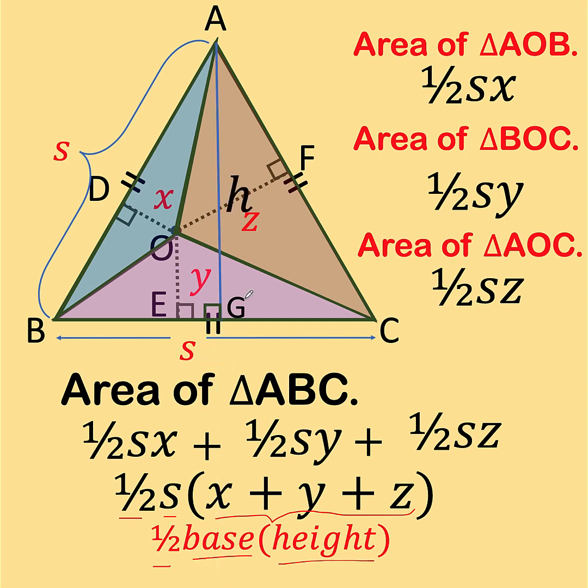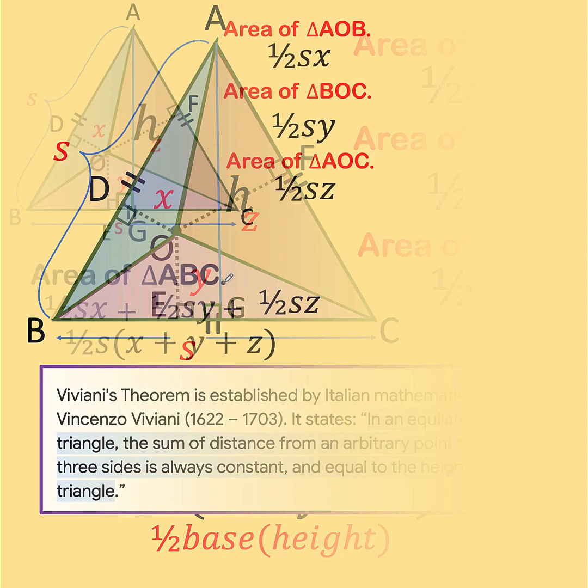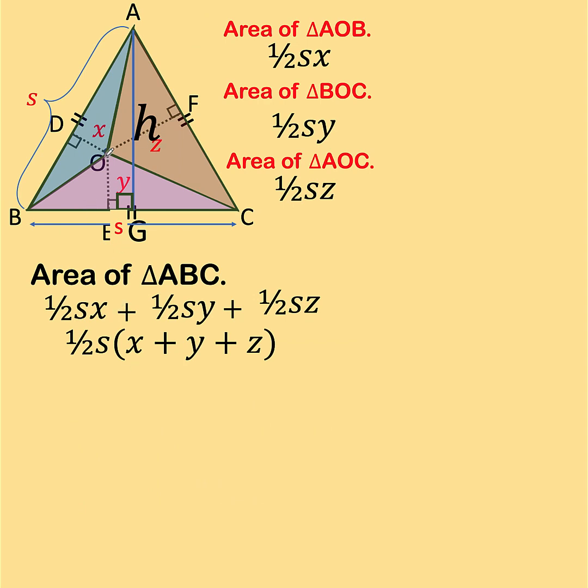And that is what we call Viviani's theorem. Viviani's theorem says that in an equilateral triangle, the sum of the distances from an arbitrary point to the three sides is always constant and equal to the height of the triangle. And that is what we notice in this triangle. The height h is equal to the sum of the distances x plus y plus z. And that is now this part.